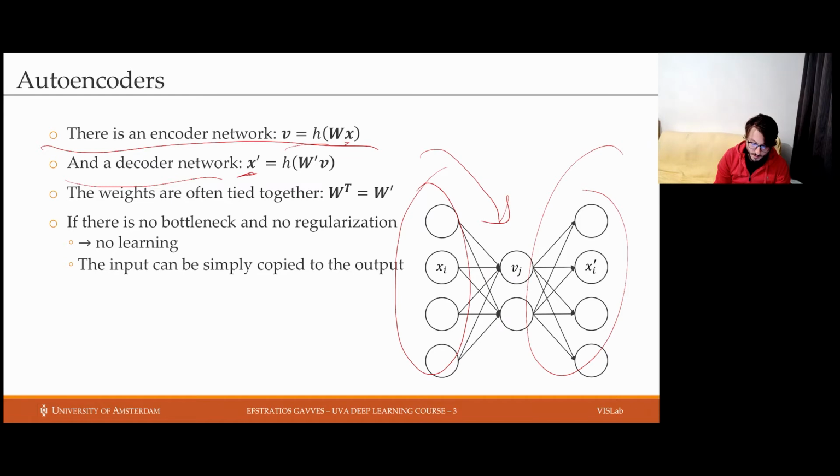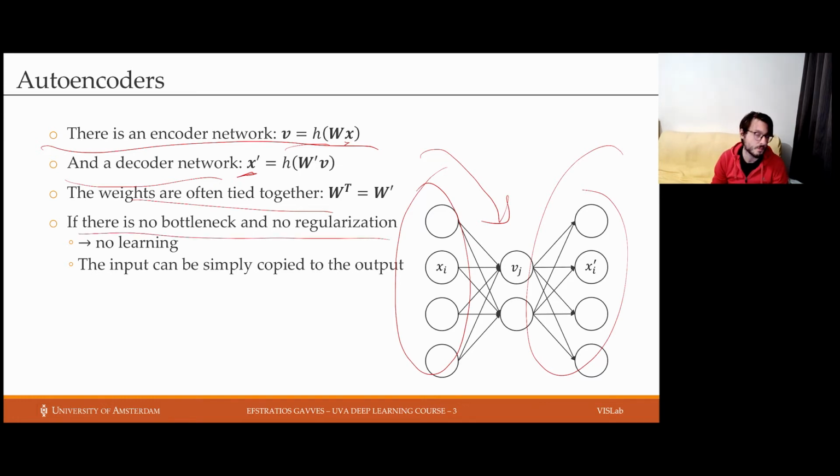X prime then is of similar dimensionality like X, and we can compare X prime and X, and therefore generate a loss. One straightforward way we can compare the two outputs is, for instance, using the Euclidean loss. The weights are often tied together in an autoencoder.